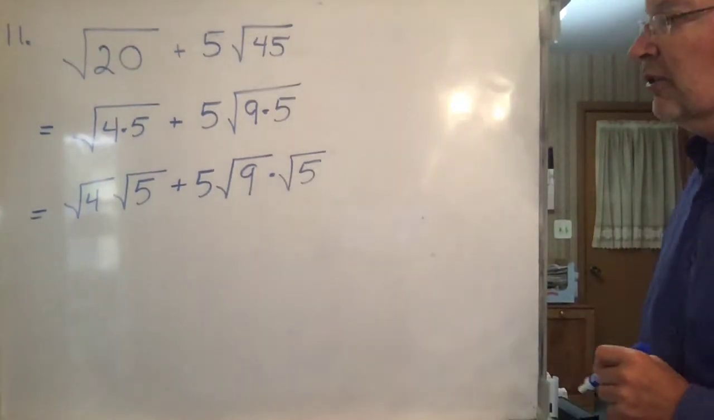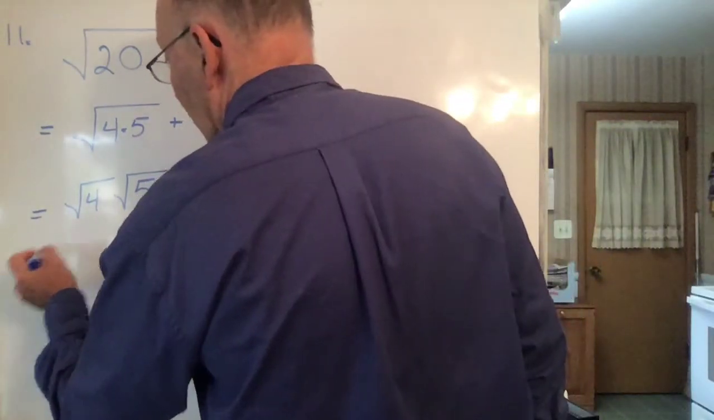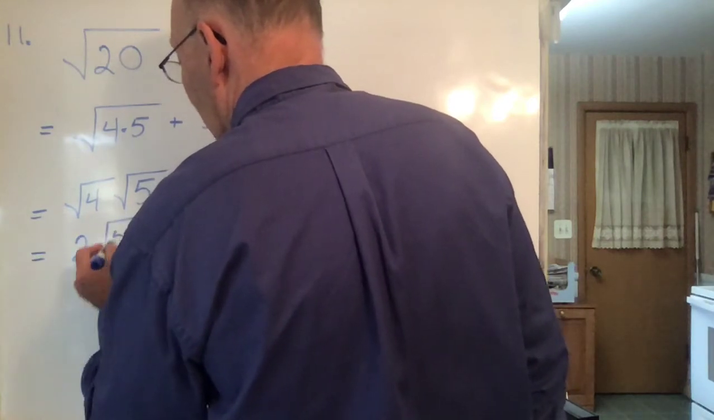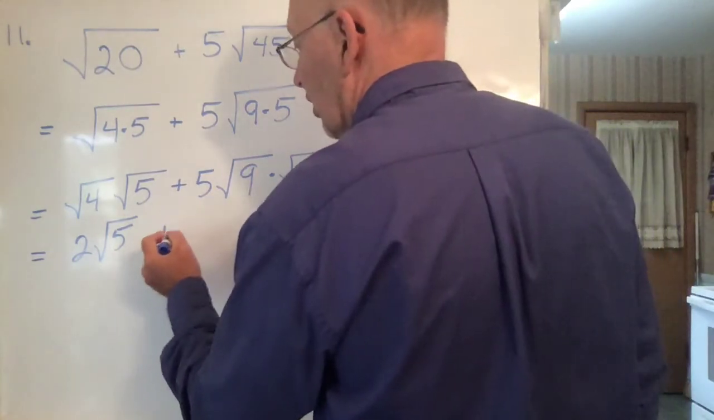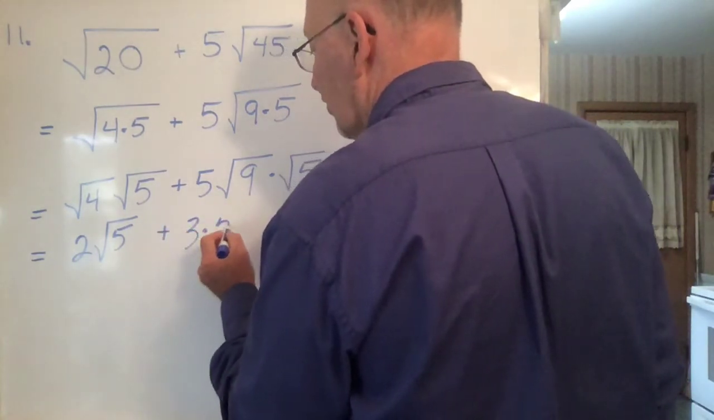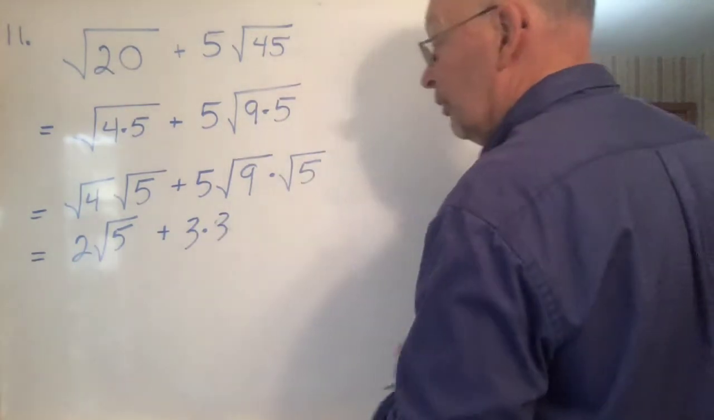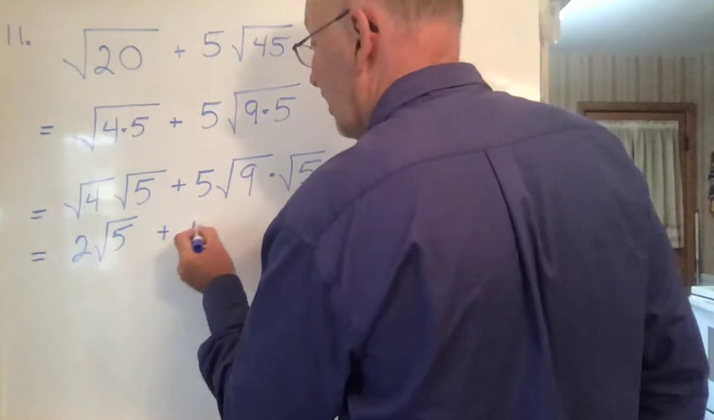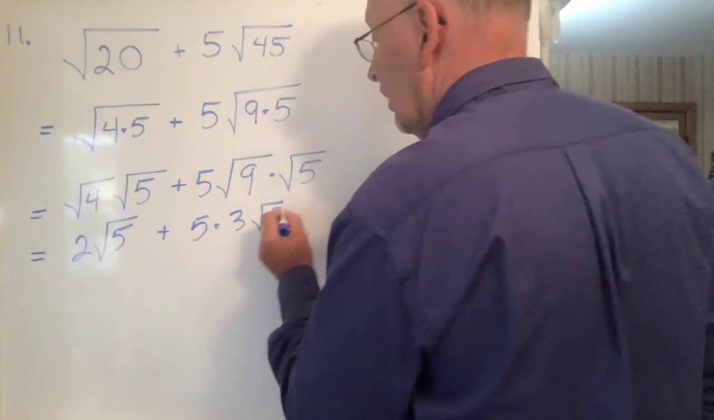Okay? It looks worse right now, but it's going to quickly get better because the square root of 4 is equal to 2. So this is 2 times the square root of 5. And here the square root of 9 is 3. So this is 5 times 3 times the square root of 5.